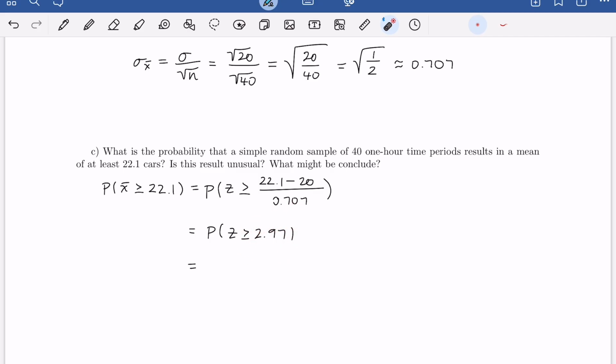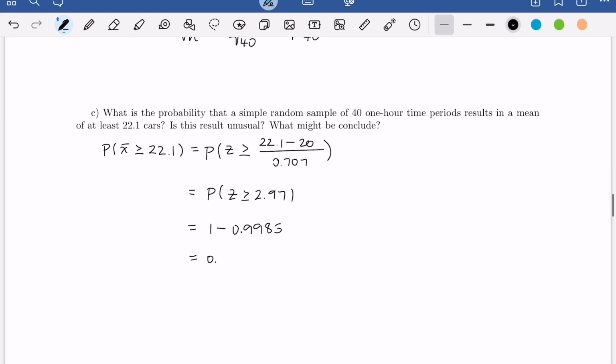And again, we know that the area under the curve corresponding to this z-score is going to be everything to the left of that guy. So in order to get everything that's greater than or everything to the right of this z-score, we're going to take 1 minus the area corresponding to the z-score of 2.97, which we can find from table 5 as 0.9985. So this is going to give us 0.0015. So that is the probability that a simple random sample of 40 1-hour time periods results in a mean of at least 22.1 cars.